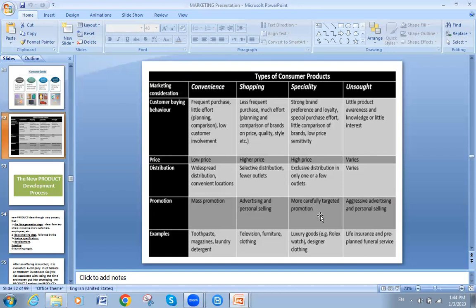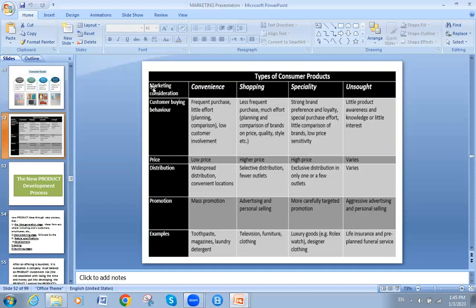Specialty: more carefully targeted promotions. This goes better with the salesperson. Unsought needs aggressive advertising and personal selling as well. Like you always see with the insurance companies, they hire people to promote and to get more contracts.